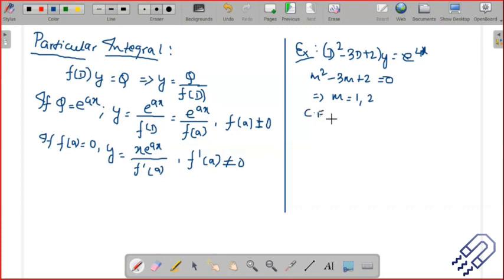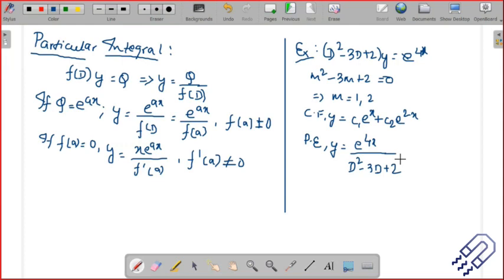So that means my complementary function y, I can write it down here. The values are not getting repeated, so it will be c1 e to the power 1x plus c2 e to the power mx, so it will be 2x. Right. So I've got the complementary function. I want to find out the particular integral. We can just write down y is equal to e to the power 4x, that's my Q value, divided by f(D), whatever is the function, D square minus 3D plus 2.